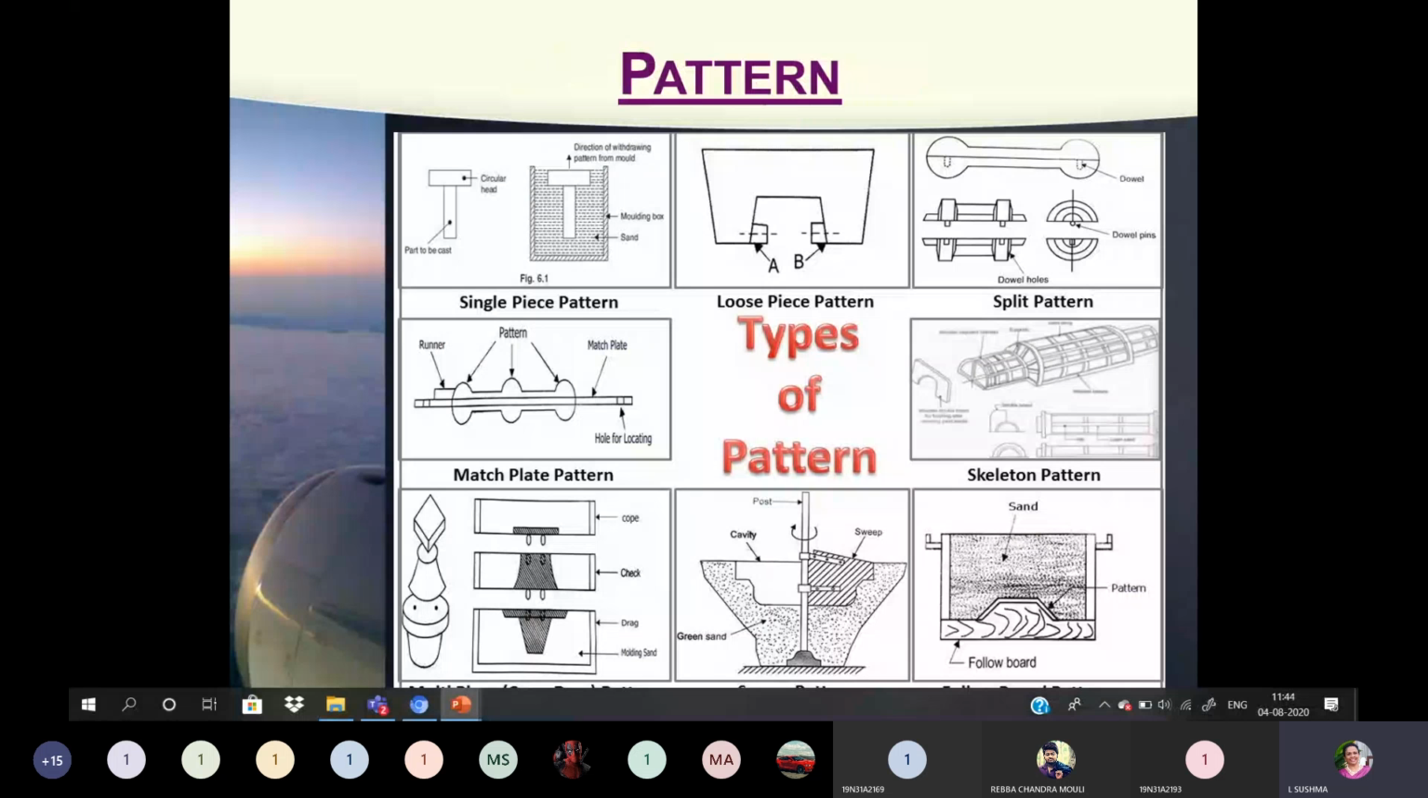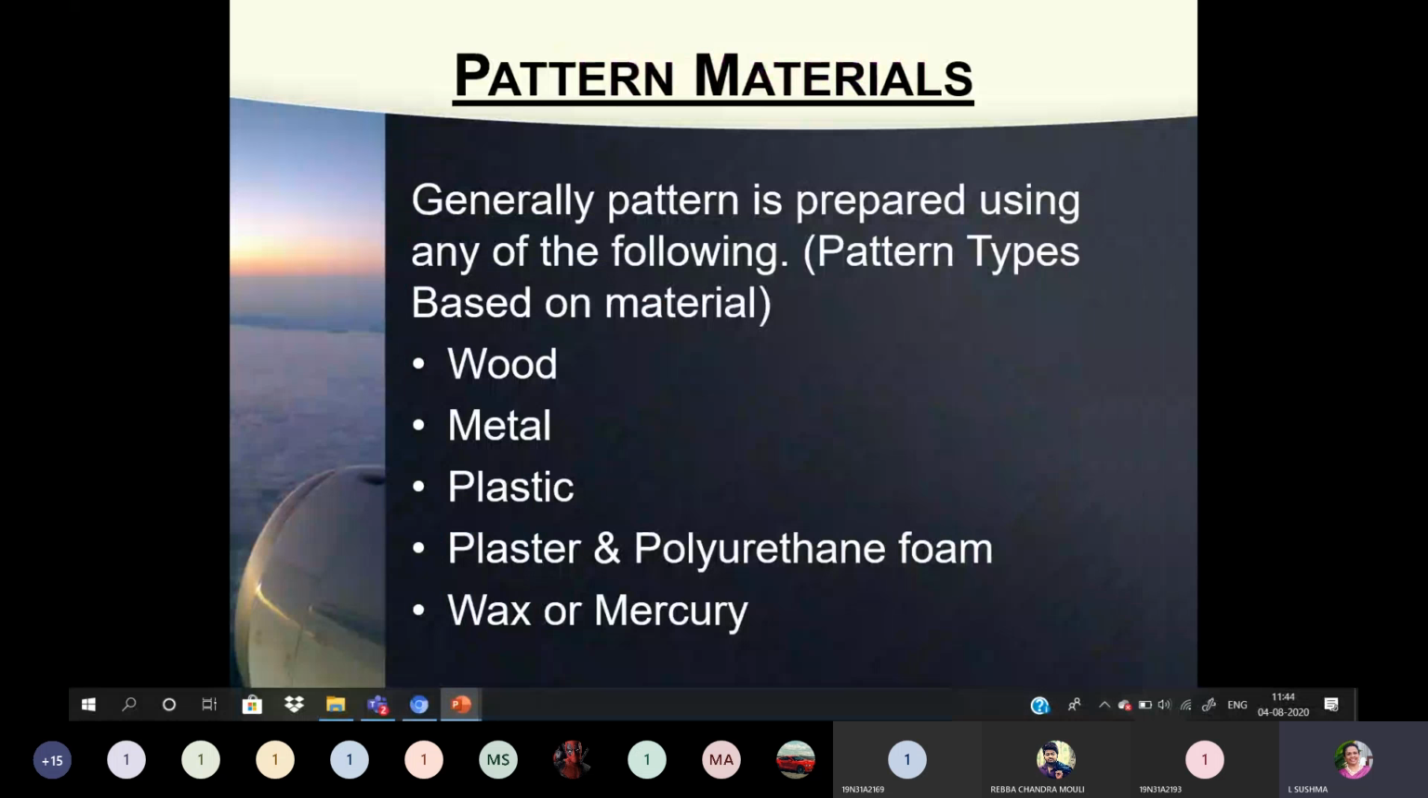See the different patterns I have kept here. Pattern is generally prepared out of wood. It may also be prepared using metal, and maybe plastic, and sometimes plaster and polyurethane foam, and sometimes wax. This wax pattern is used only in one type of method, but generally you will go for wood.